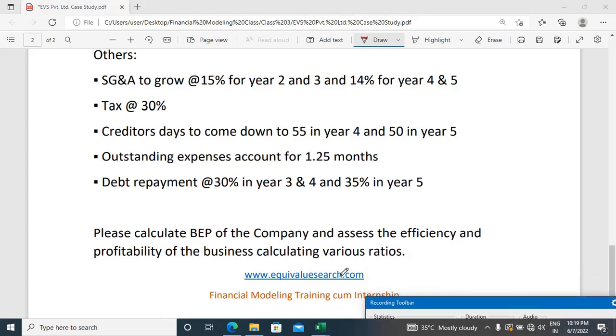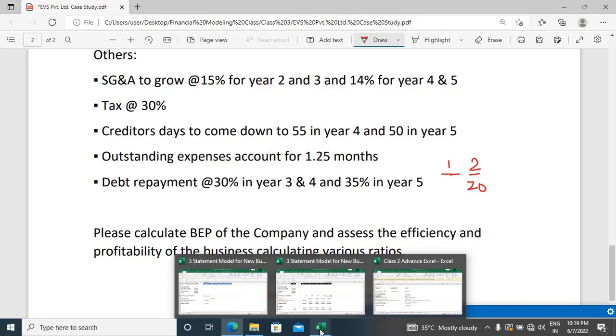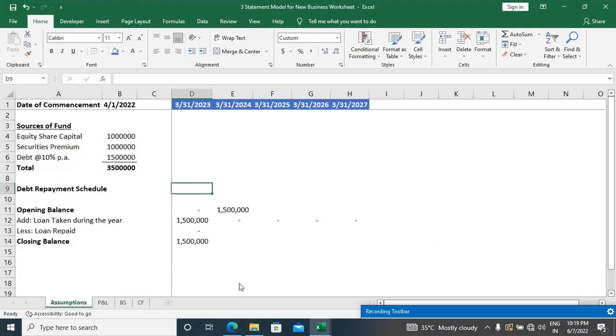So that means what is happening here is that in the first year there is no repayment. Second year we are paying 20%. Third and fourth year is given here, which is 30%, and fifth year is given here, which is 35%. So now let us put this information here. So debt repayment schedule in the first year end, that is after the end of first year, the repayment has been 0%. Here it is 0%.